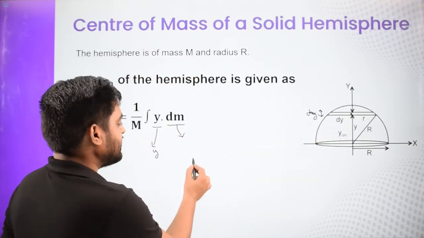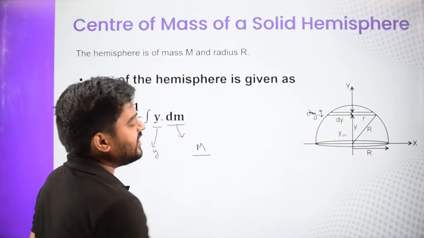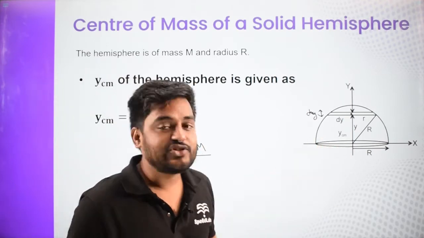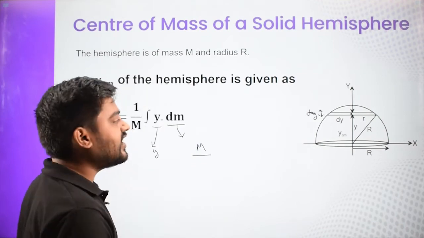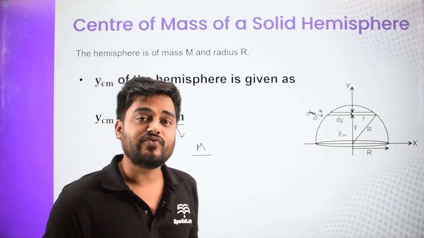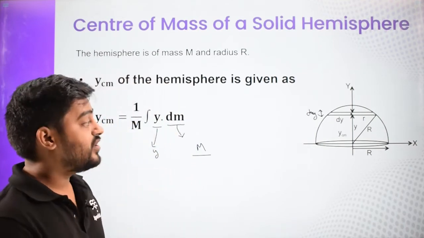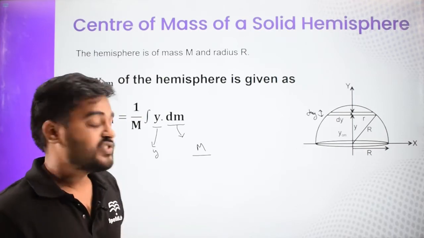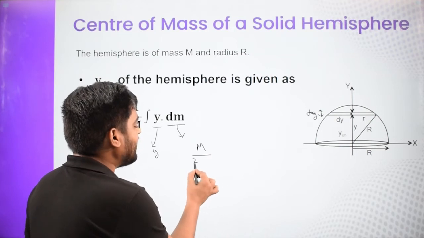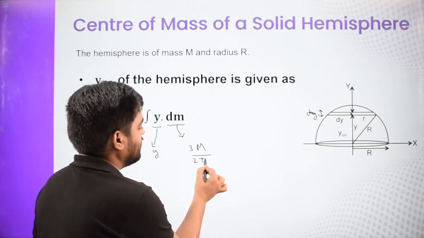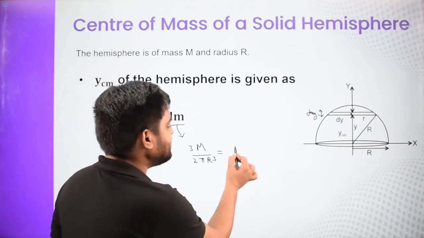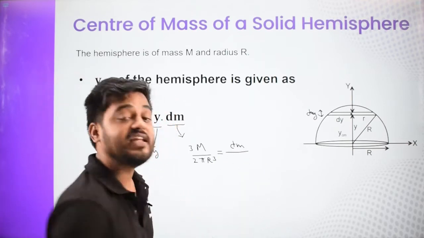How do you find the mass? So total mass divided by total what? Volume, because the mass is distributed in a volume, right? So what is the volume formula? 4 by 3 pi r cube is the volume of the complete solid sphere. So here it is going to be 2 by 3 pi R cube. So M over 2 by 3 pi R cube is equal to the required mass, which is dm, divided by the required volume.